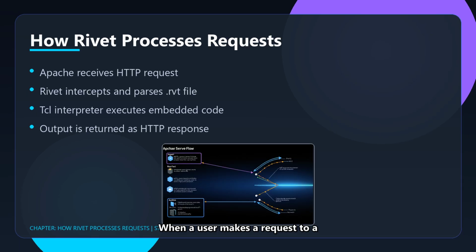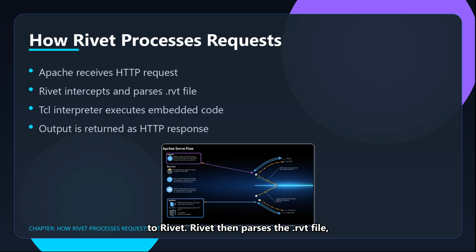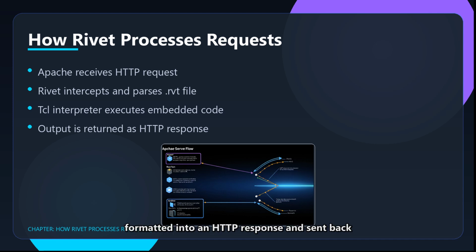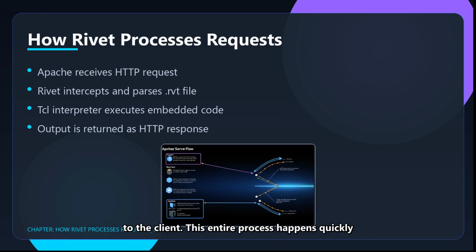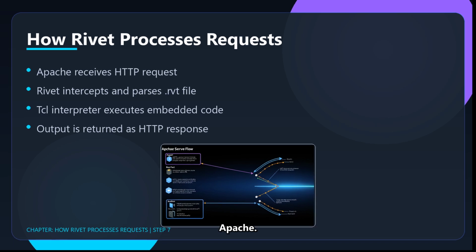When a user makes a request to a Rivet-enabled Apache server, the server routes the request to Rivet. Rivet then parses the .rvt file, identifies the embedded TCL code, and executes it using the TCL interpreter. The result is then formatted into an HTTP response and sent back to the client. This entire process happens quickly and efficiently thanks to Rivet's tight integration with Apache.